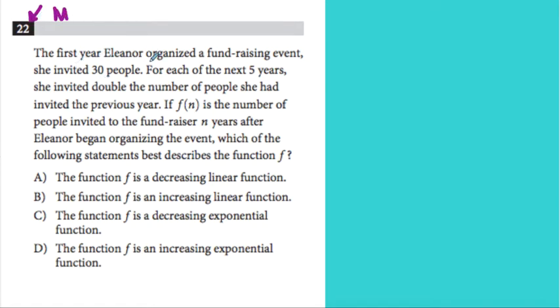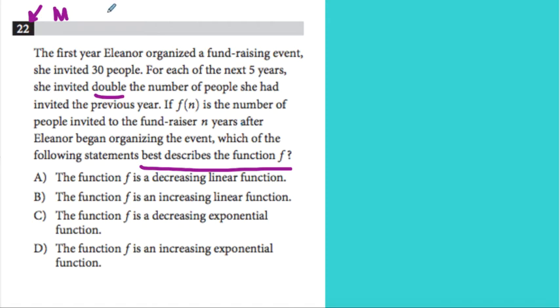The first year, Eleanor organized a fundraising event. She invited 30 people. For each of the next 5 years, she invited double the number of people she had invited the previous year. If f of n is the number of people invited to the fundraiser n years after Eleanor began organizing the event, which of the following statements best describes the function f? So I like the way they ask this. That's a pattern. Best describes the function. So they're wanting you to describe this function.